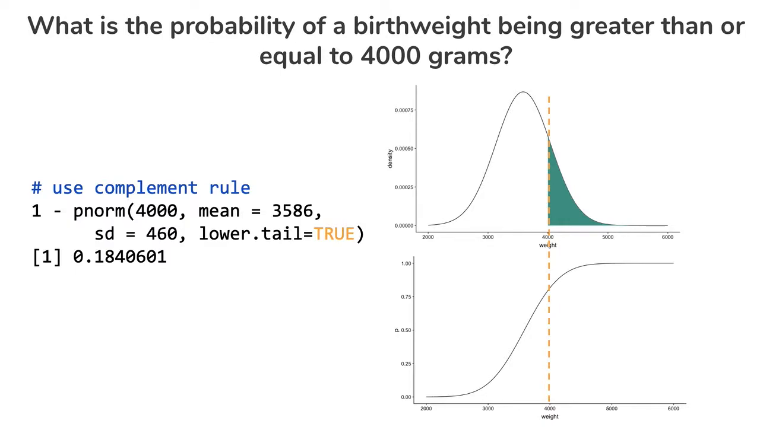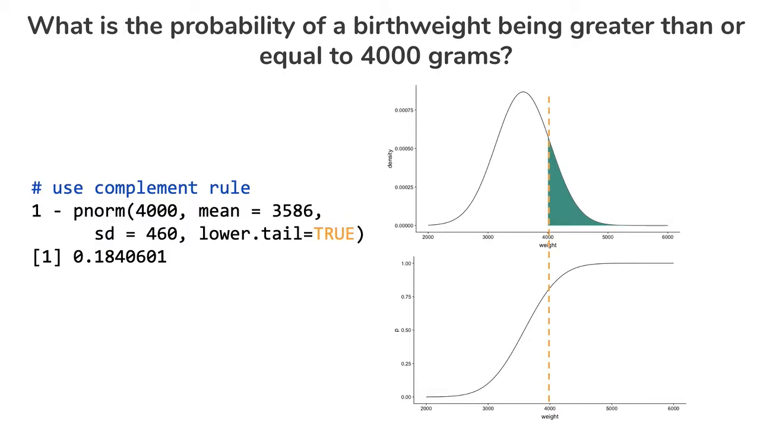So I'm asking, what is the probability of birth weight being greater than or equal to 4,000 grams? And we can just plug that right in. But we have to do 1 minus, because this pnorm function is always computing the probability of it being less than whatever value we put in. So we can use the complement rule that we talked about a few weeks ago and just do 1 minus that, because the total probability has to add up to 1. If we compute the probability of it being less than 4,000, we get that probability, and we just do 1 minus that probability, and it tells us the probability of the value being greater than.